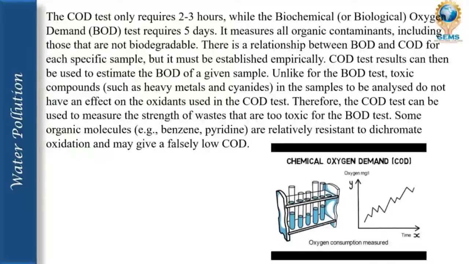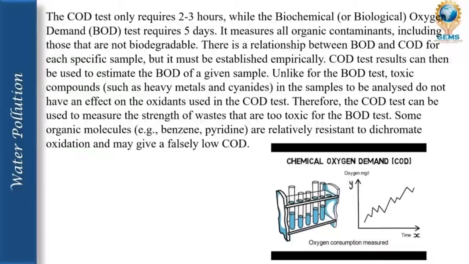Unlike the BOD test, toxic compounds such as heavy metals and cyanides in the sample to be analyzed do not have an effect on the oxidants used in the COD test. Therefore the COD test can be used to measure the strength of wastes that are too toxic for the BOD test. Some organic molecules like benzene and pyridine are relatively resistant to dichromate oxidation and may give a falsely low COD.